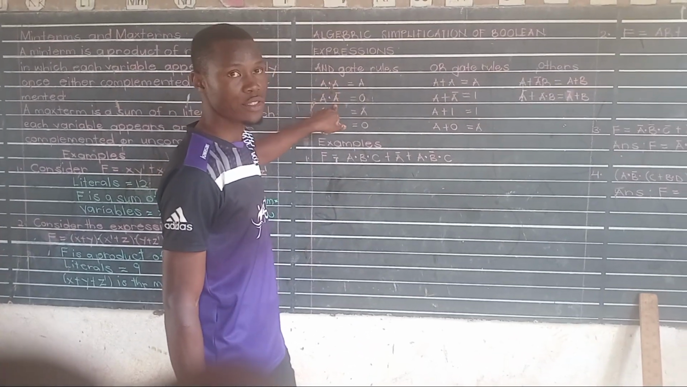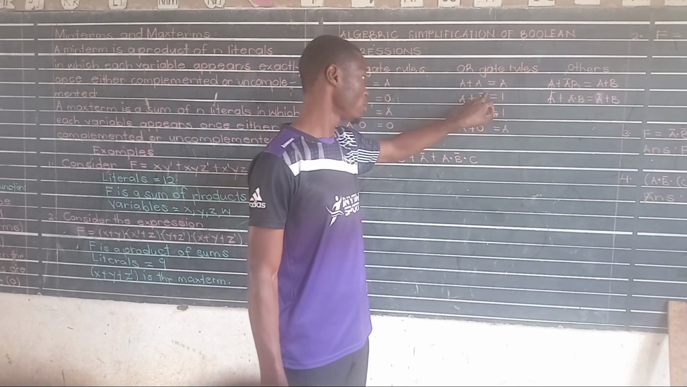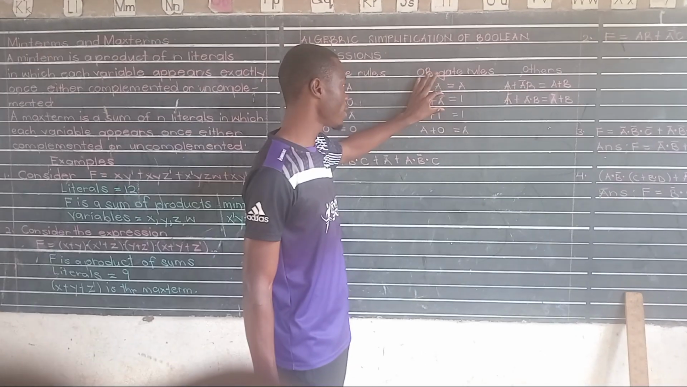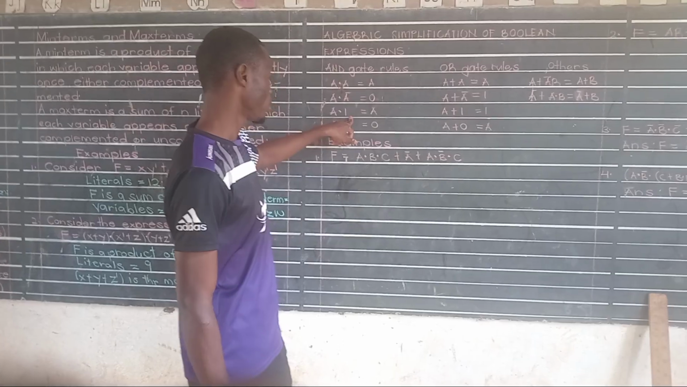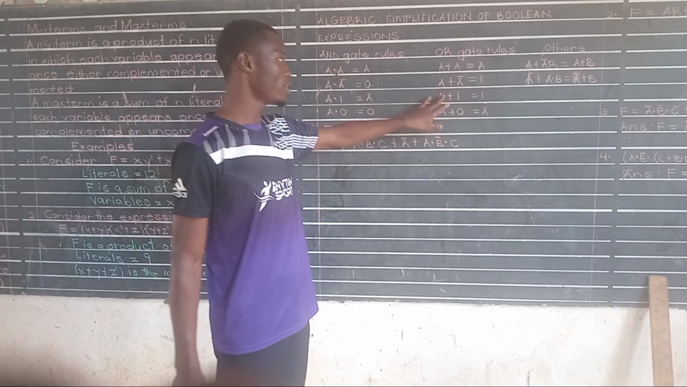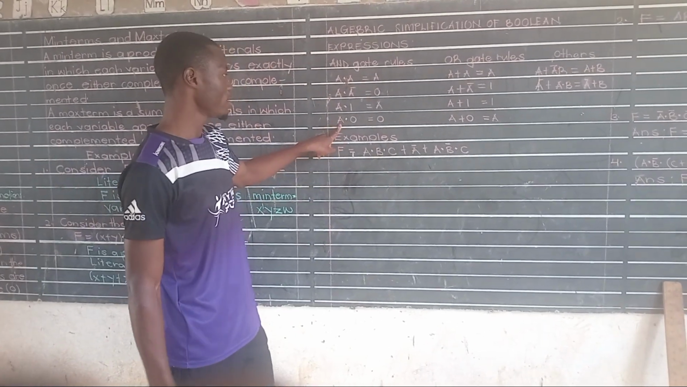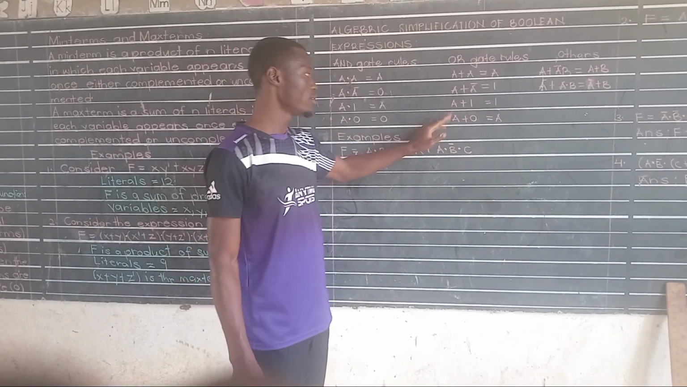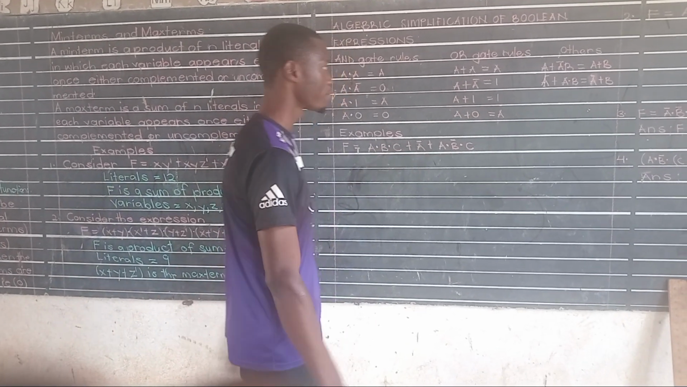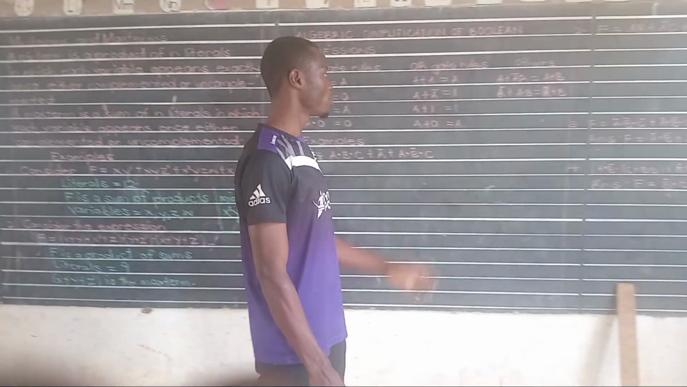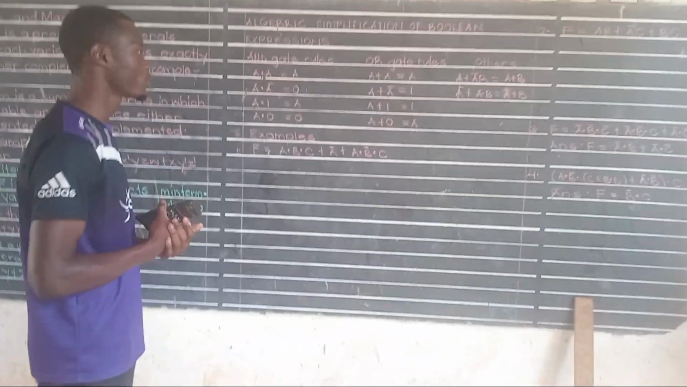A and A naught is 0. A or A naught is 1. A or not A is 1. This is A and 1, which is A. This is A or 1, which is 1. This is A or 0, which is 0. This is A. This is A or 0, which is A. There are other rules. We shall apply those during the simplification of these expressions.